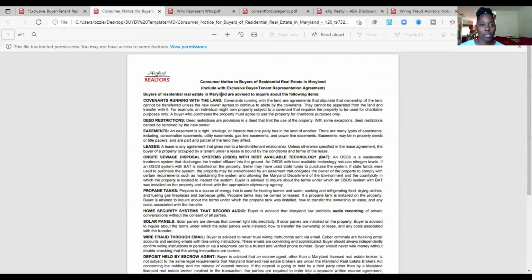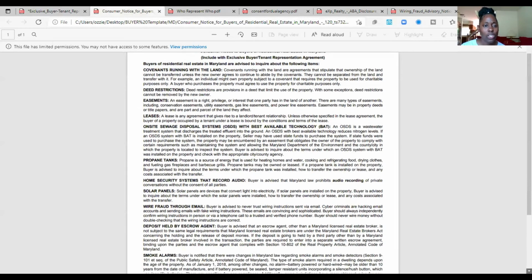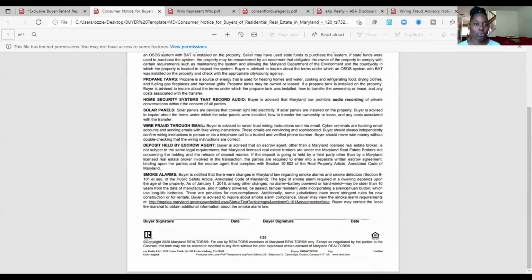Here we go to consumer notices to buyers of residential real estate in Maryland, and we include this with the exclusive buyer tenant representation agreement. So you will get a copy of this as well. Buyers of residential real estate in Maryland are advised to inquire about the following items. So you see the covenants, the deeds, the easement, leases, on-site sewage disposal, propane tank, home security system that records audio, solar panels, wire fraud through email, deposit held by escrow agent, smoke alarms. And you will also sign and date this as the buyer saying you received this consumer notice.